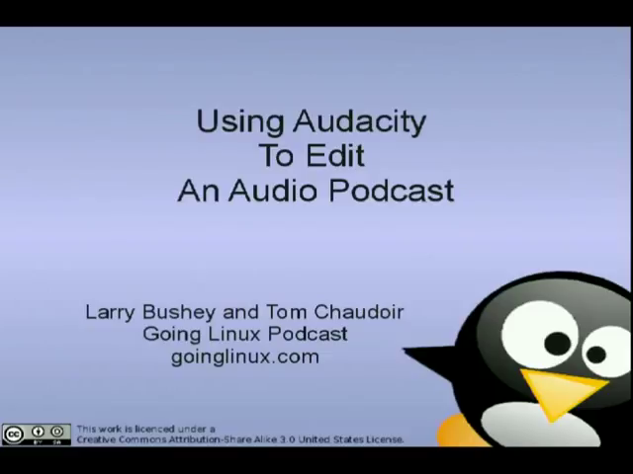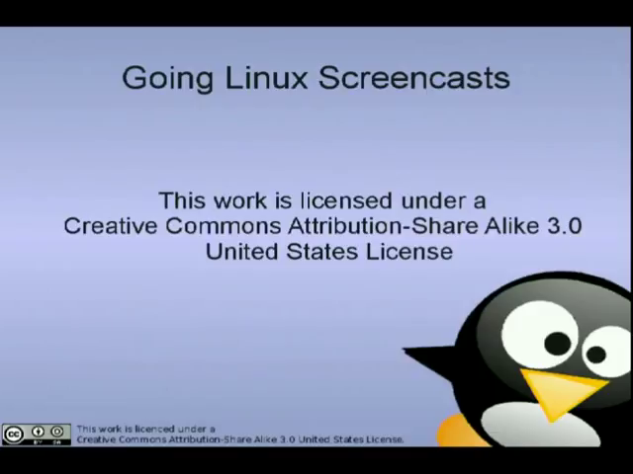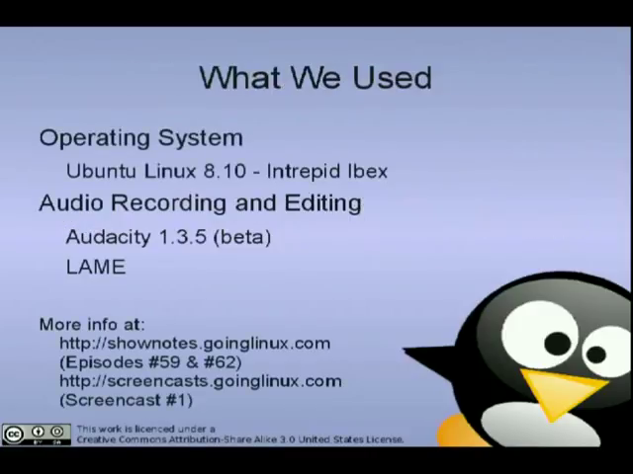This screencast episode is the second in a two-part series and is a companion to the Going Linux audio podcast, episodes number 59 and 62, on recording a podcast using Linux. During this screencast, we will be using Ubuntu 8.10 Intrepid Ibex as the host system, and Audacity version 1.3.5 beta for our examples. We will assume you have already installed the Audacity audio recording and editing software and the lame MP3 encoder on your Linux system.